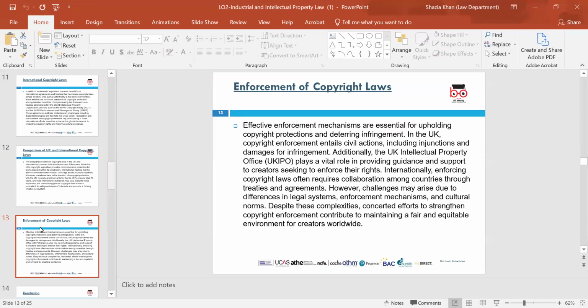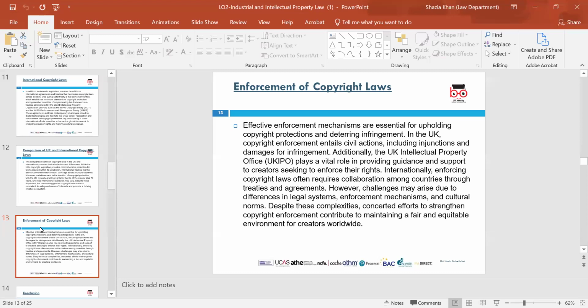Enforcement of copyright law. Effective enforcement mechanisms are essential for upholding copyright protection, as we mentioned earlier, and deterring infringement. In the UK, copyright enforcement entails civil actions, including injunctions and damages for infringement. Additionally, the UK Intellectual Property Office, UKIPO, plays a vital role in providing guidance and support to creators seeking to enforce their rights.